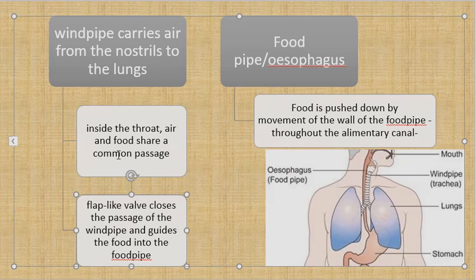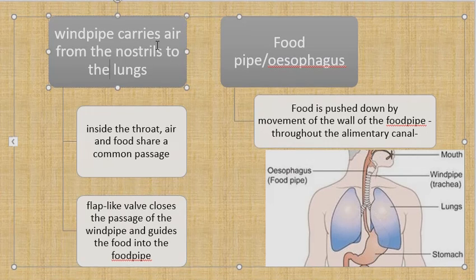So in the throat, air and food share a common passage. Food is taken from the mouth, air is taken from the nose. Air is carried from nostrils to the lungs. Food is carried from mouth to the stomach. Here a valve closes so that food goes into the food pipe and stomach and not to the lungs. So the esophagus carries the food and the windpipe carries the air to the lungs for breathing.